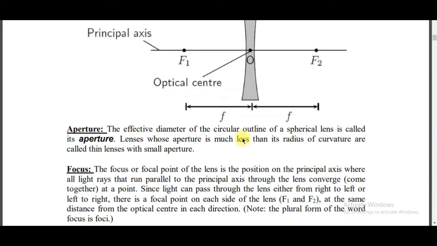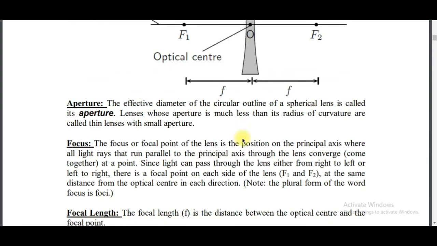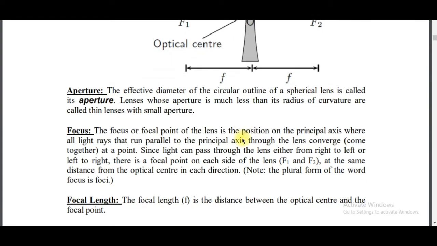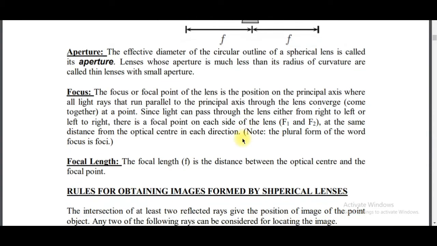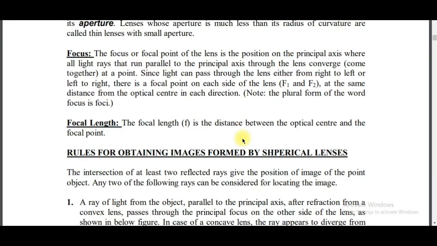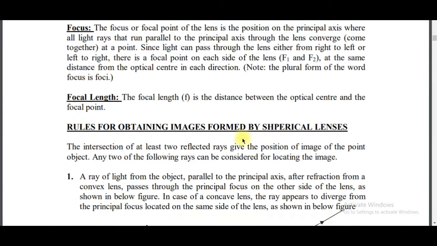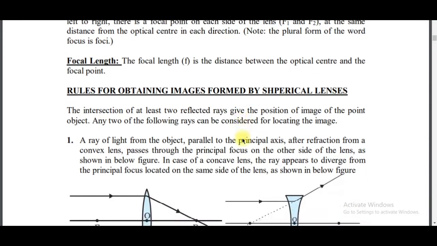We know what is focus. Parallel rays, which are parallel to the principal axis, if they are focused at a point, all coming from infinity, then it is called the focus, and the distance between the optical center and the focus point is focal length. Now we shall see some rules for obtaining images formed by spherical lenses.